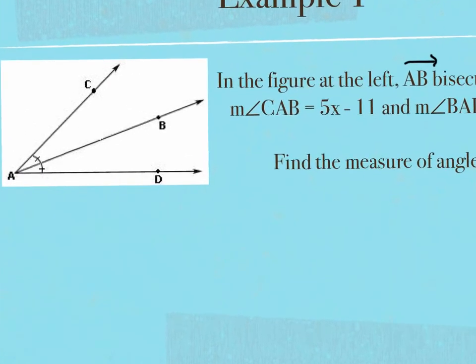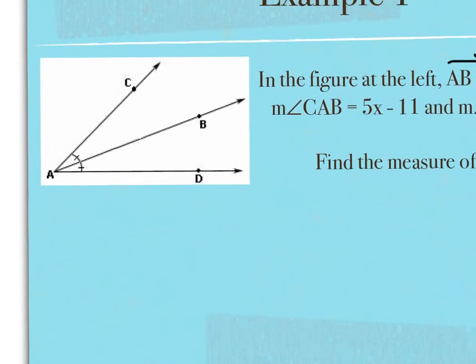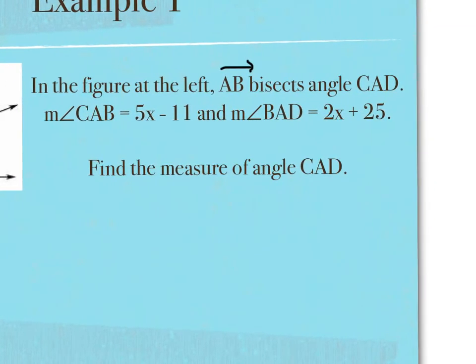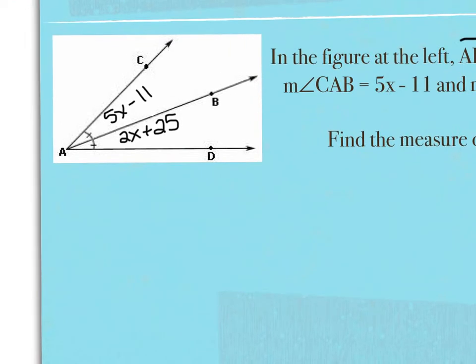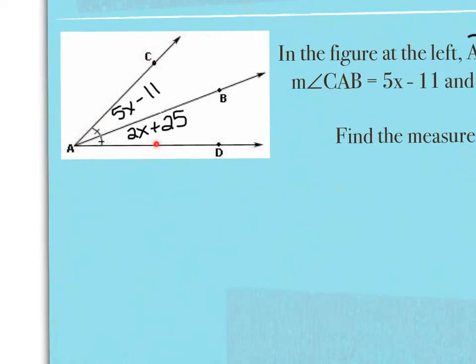CAB is 5x minus 11. So I'm going to go ahead and just write in here that this is 5x minus 11. And what's my other one? BAD is 2x plus 25. So BAD, that's this one down here. Was it 2x minus 25? 2x plus 25. Thank you. Okay. And then it says find the measure of angle CAD. So that's the measure of the whole thing.